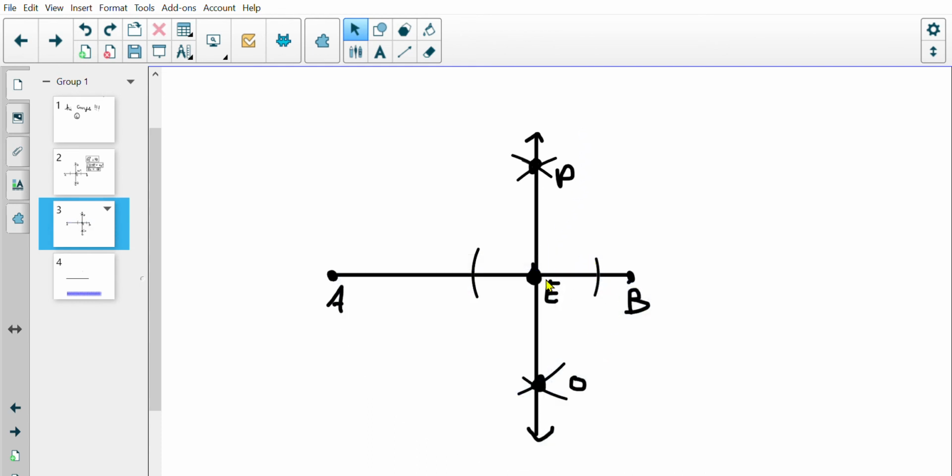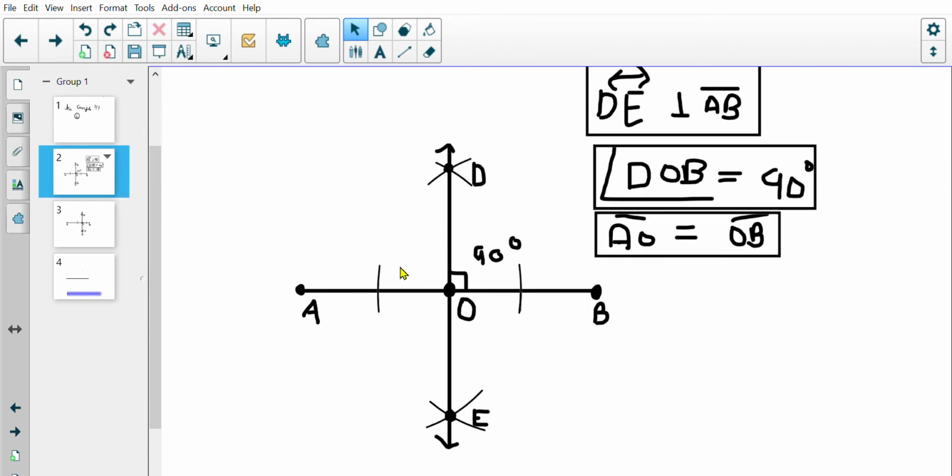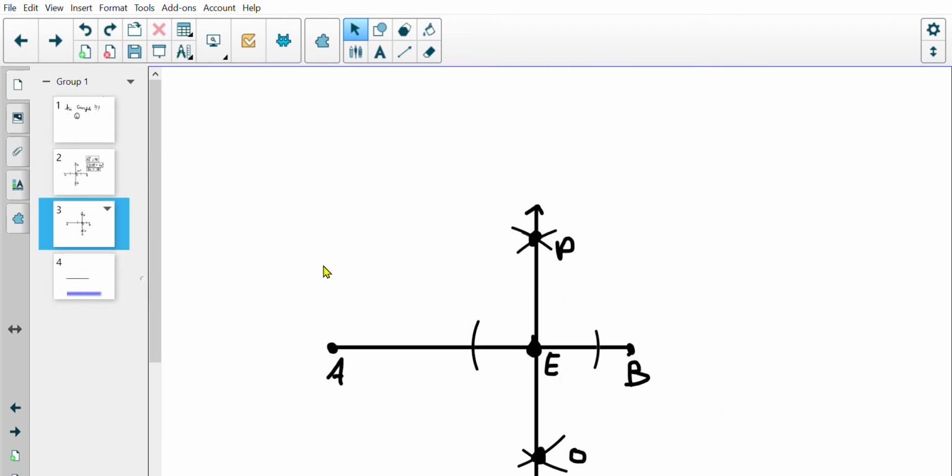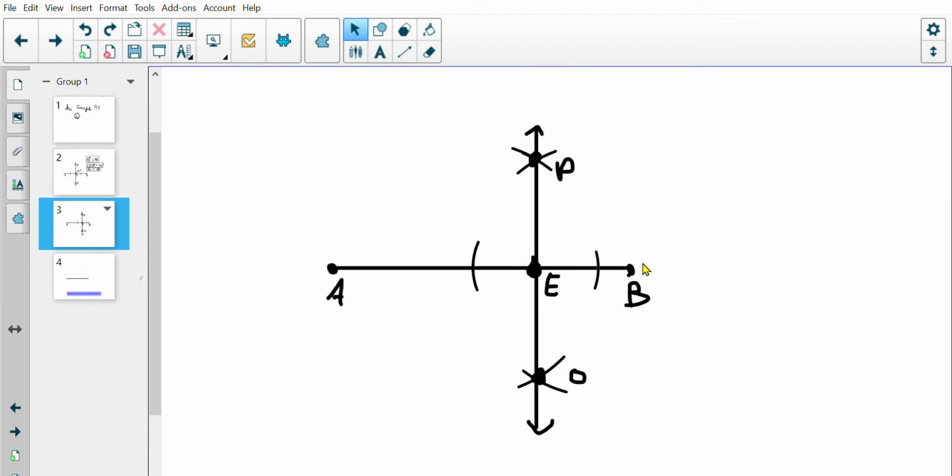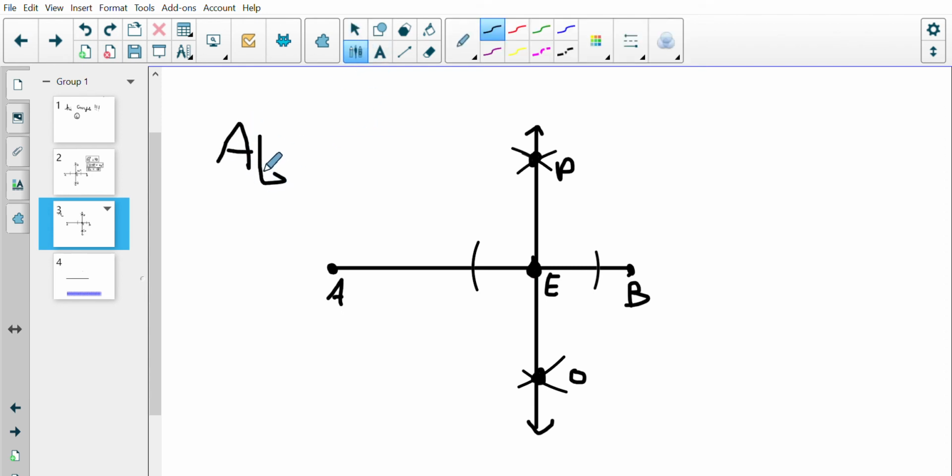So guys, see, in this first one which we had created, the lengths of AO and OB were equal. However, in the second one, the lengths of AE and EB are not equal. I'll tell you why. So I'll just write it down. Line segment AE is not equal to line segment EB. Okay, so this is very important and is a point to note down.